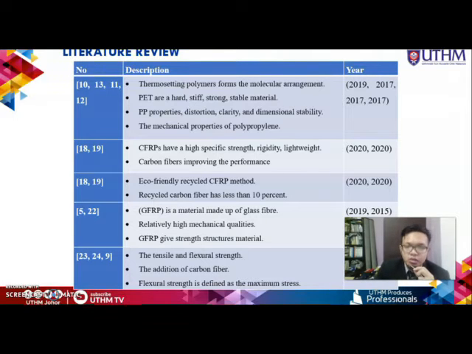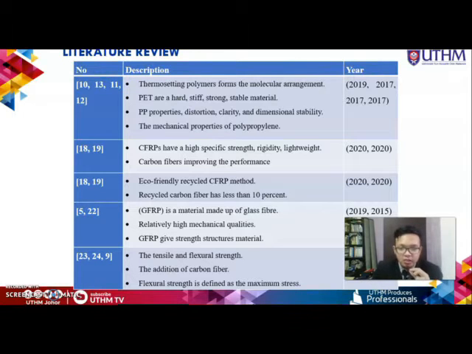polypropylene. So CFRP is carbon fiber reinforced polymer, which has a high specific strength, rigidity, and lightweight. Carbon fiber will improve the performance. So the eco-friendly recycled CFRP method, recycled carbon fiber has less than 10%.